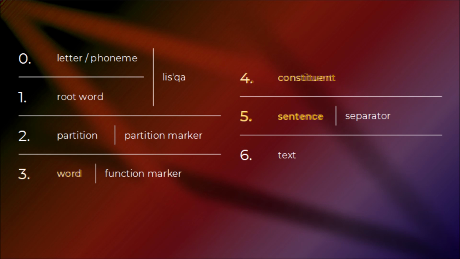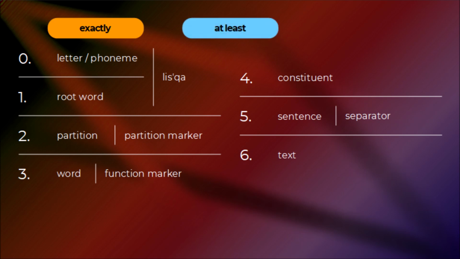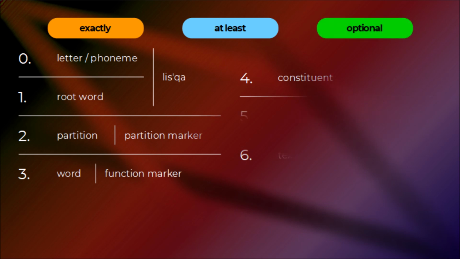So we'll start at the lowest level and work our way upwards. We'll determine how many units of a level we need to create a valid unit on the next level. For the sake of consistency, I'll use a color scheme in which orange means that we'll need an exact number of units, a blue color if we need at least a certain amount of units, or green when the units are optional. Let's start at the lowest level.